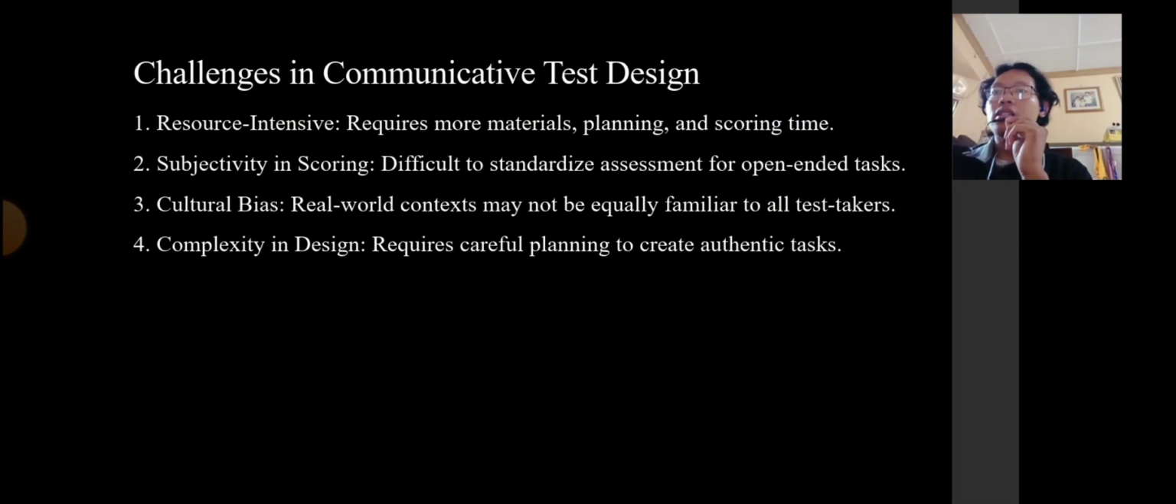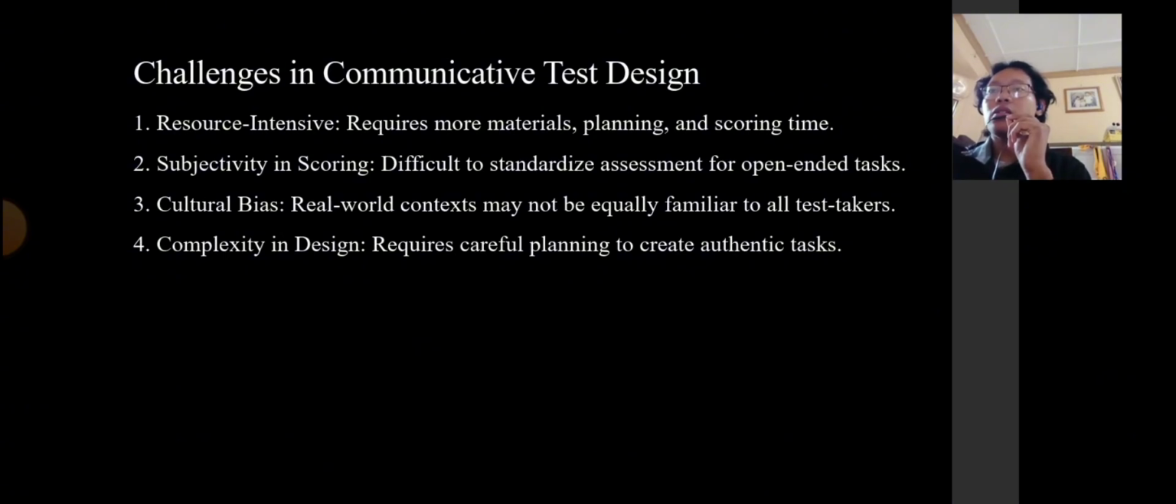Okay, the next is challenges in communicative test design. The first is resource intensive. Designing, administering, and scoring these tests can require significant time and resources. The next is subjectivity in scoring. Open-ended tasks can lead to varied interpretation, making consistent scoring challenging.